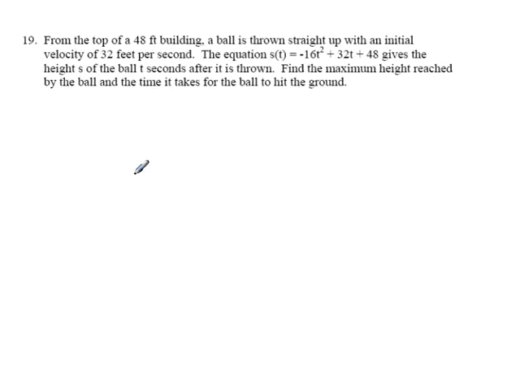Okay, let's do some word problems. From the top of a 48-foot building, a ball is thrown straight up with an initial velocity of 32 feet per second. The equation S of t equals negative 16t squared plus 32t plus 48 gives the height S of the ball t seconds after it is thrown. Find the maximum height reached by the ball and the time it takes for the ball to hit the ground.